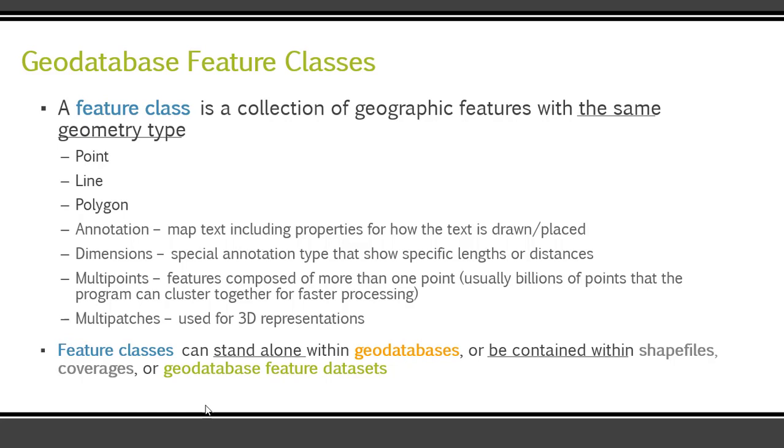So what is a geodatabase feature class? It is a collection of geographic features with the same geometry type: a point, a line, a polygon. In the geodatabase model, that also includes annotations. So annotations are not new. They've actually existed since the coverage data model.